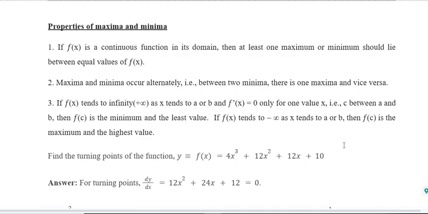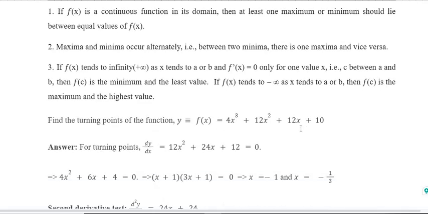Now we'll take a simple example to discuss the idea of maxima and minima, sometimes called the turning point of a function. We have taken the function y = f(x) = 4x^3 + 12x^2 + 12x + 10. How are we going to find this? We don't have the values just before and just after the critical point, so the first order derivative test is not possible here. So we're going to go for the second order derivative test.